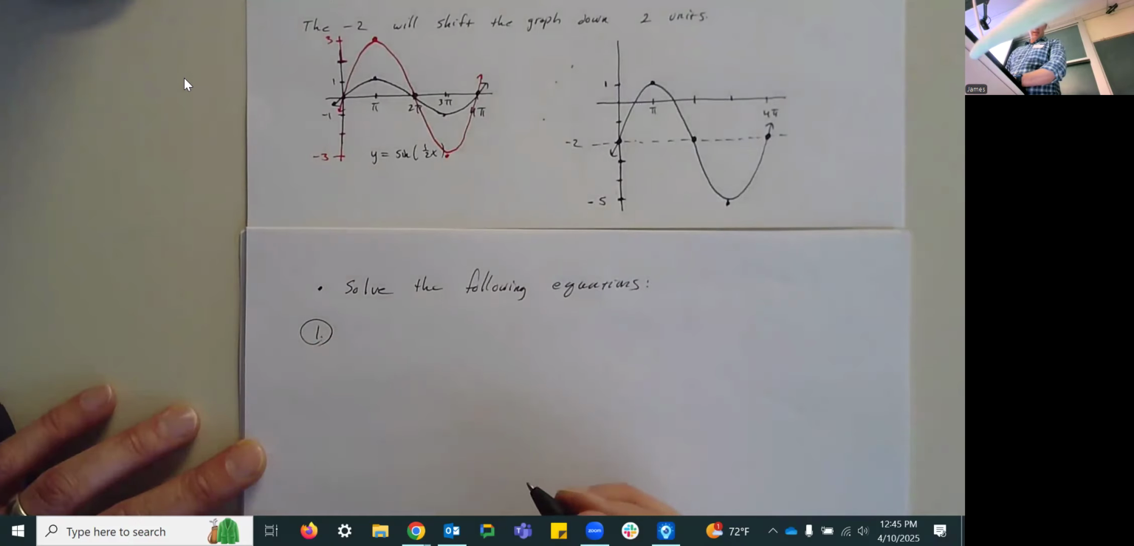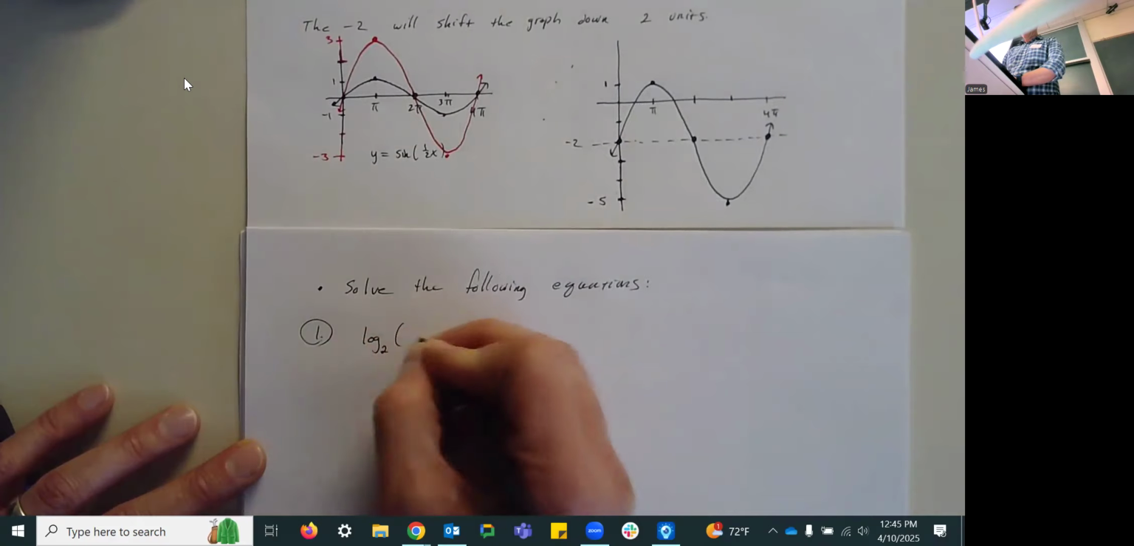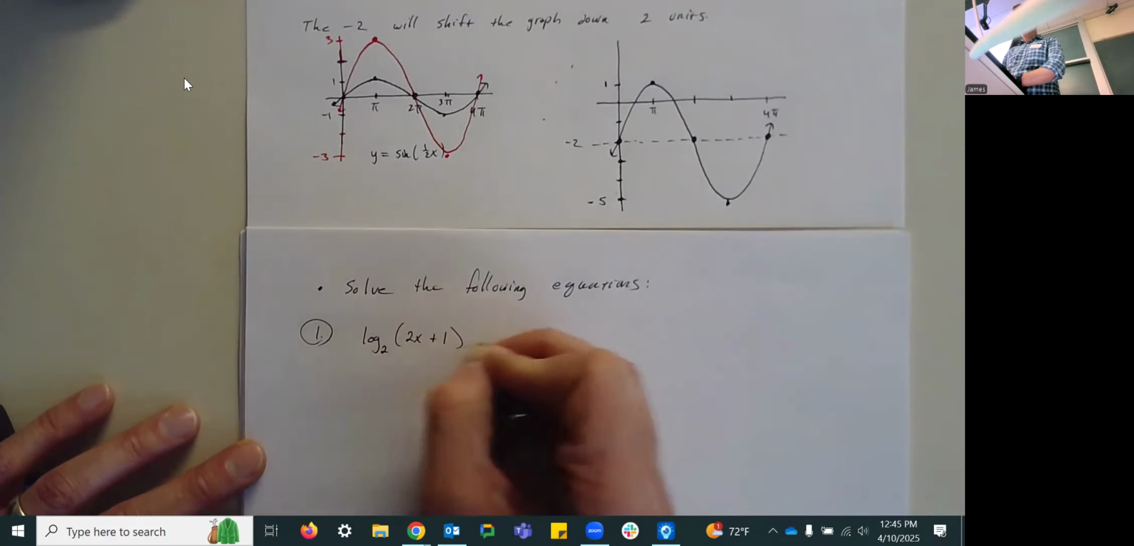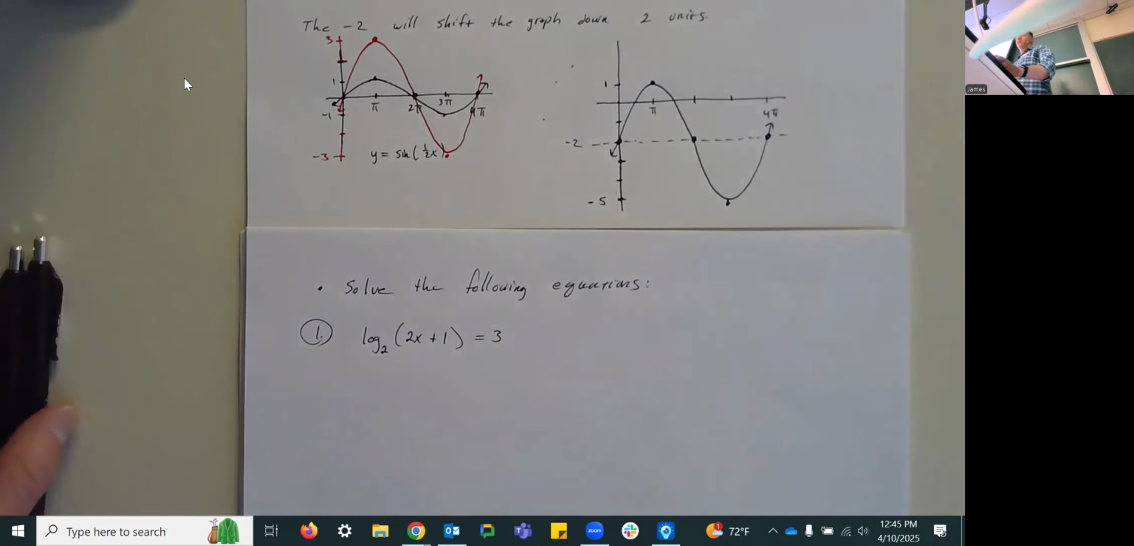So I want to solve something like log base 2 of 2x plus 1 is equal to 3. I would like you all to write down the first step of what we should do next. I'll give you like 40 seconds. 45.